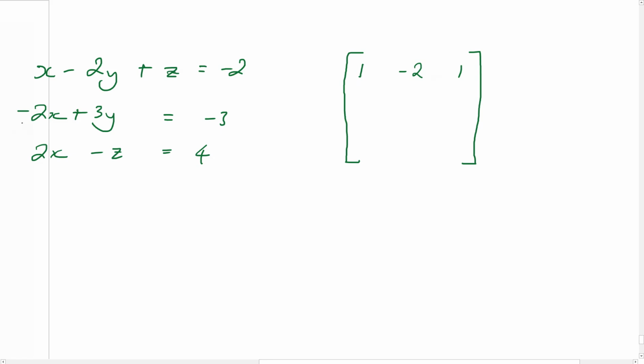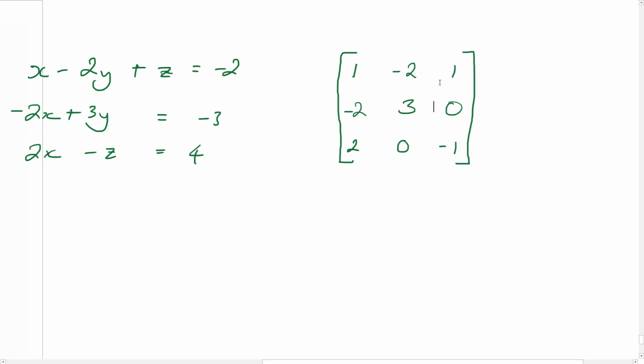Second equation, there are -2 for the x. For y, there's 3 of them. Now z, it's non-existent, so for the z in the second row, for the second equation, we put 0. There's no z's there. And then for the third equation, we have a positive 2 paired with the x. We can see that there is no y in this equation, so there's going to be 0 for the y, and we have a -1 for the z. All right, so there is my number matrix for that.